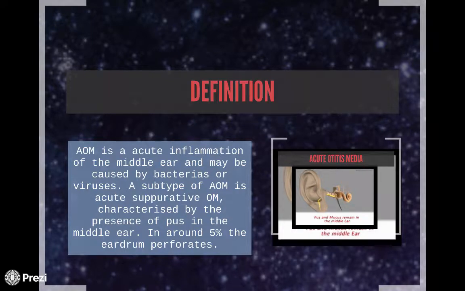Definition: acute otitis media is an acute inflammation of the middle ear and may be caused by bacteria or virus. A subtype of acute otitis media is acute suppurative otitis media, characterized by the presence of pus in the middle ear. In around 5%, the eardrum perforates.